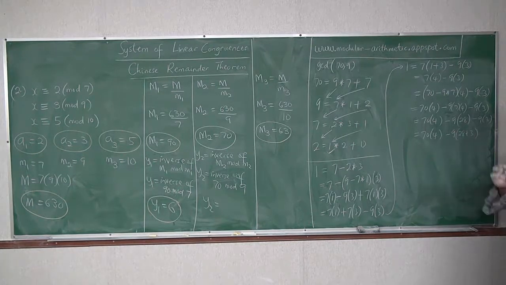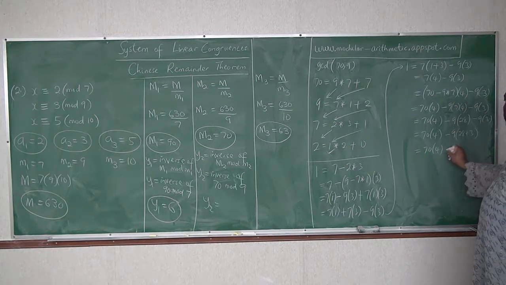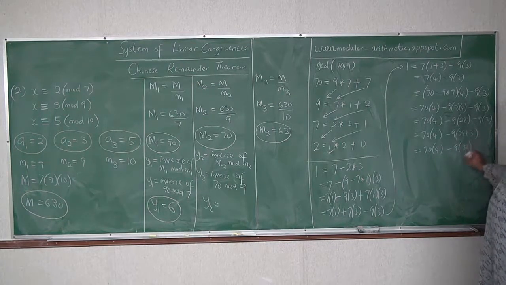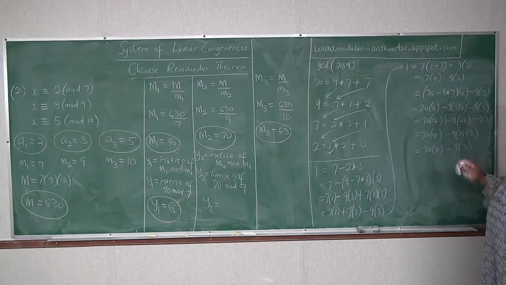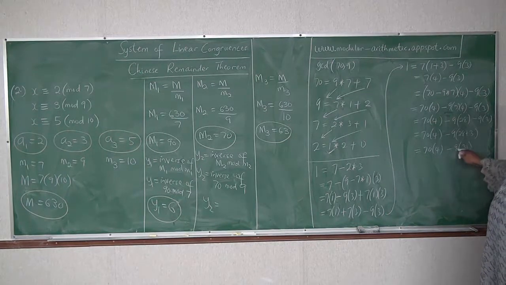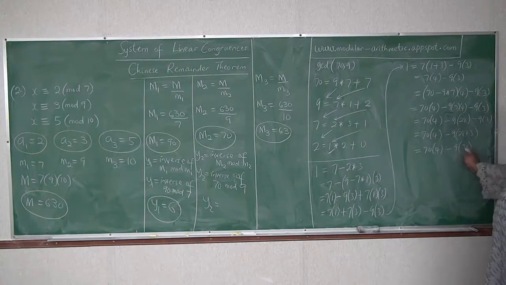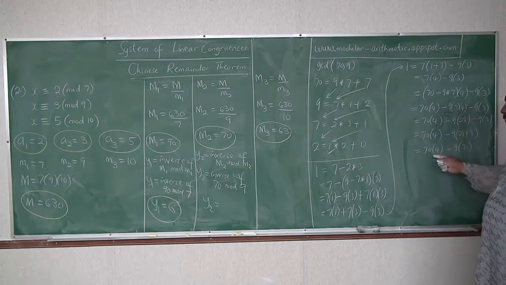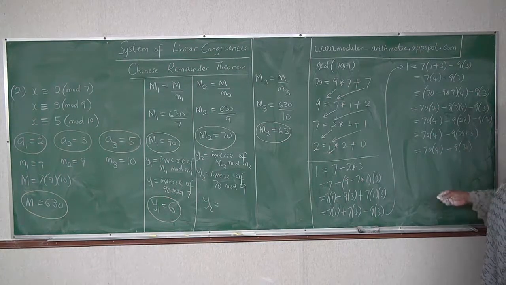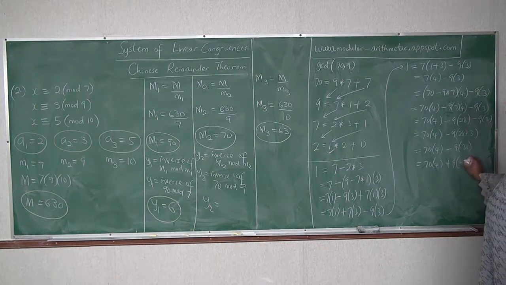Minus 9, 28 plus 3, which is 70 times 4 minus 9 times 31. And this is 70 mod 9, not 9 mod 70. If it were 9 mod 70, then we would fix this. But 70 mod 9 is just 4, so we don't need to waste our time on this. 70 times 4 plus 9 times negative 31.